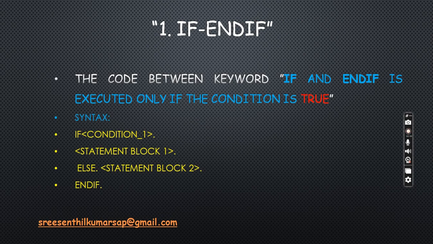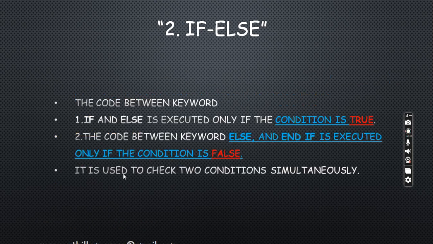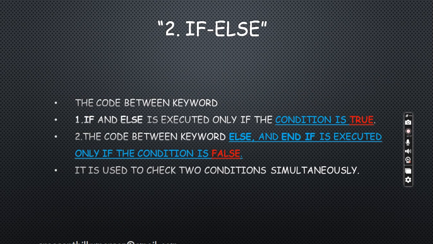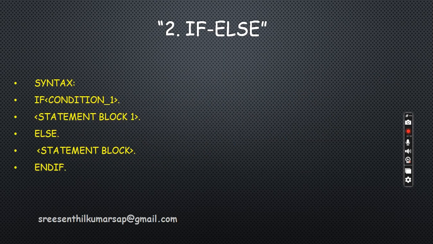In if and endif, we have three forms. Here I give the syntax: if condition is satisfied, it will execute block 1, else it will execute block 2. Once the condition is true, it will execute block 1. If the condition is false, it will execute block 2. Next, the if else part. Here if the condition is true, it will execute block 1, else it will execute block 2.